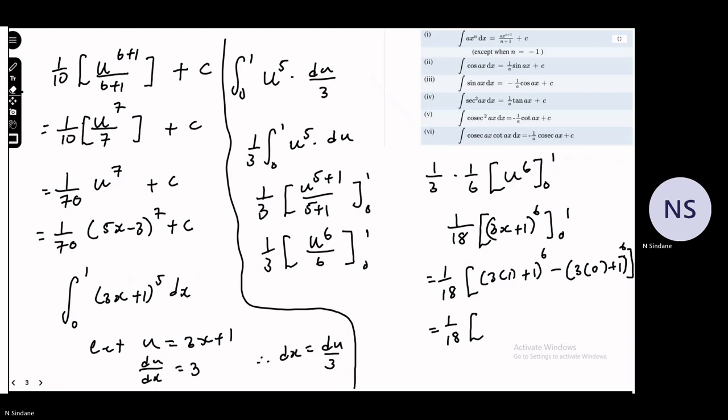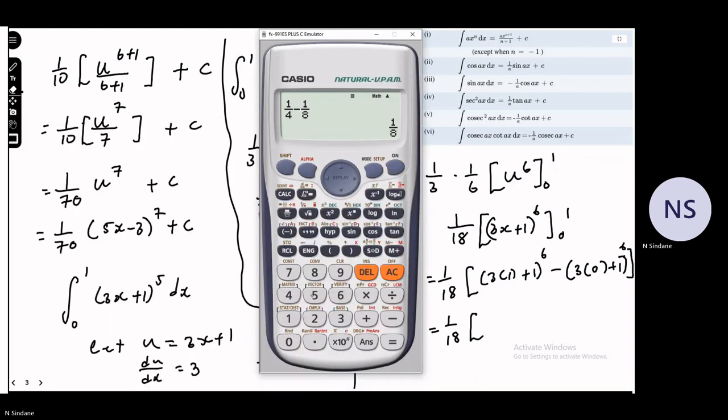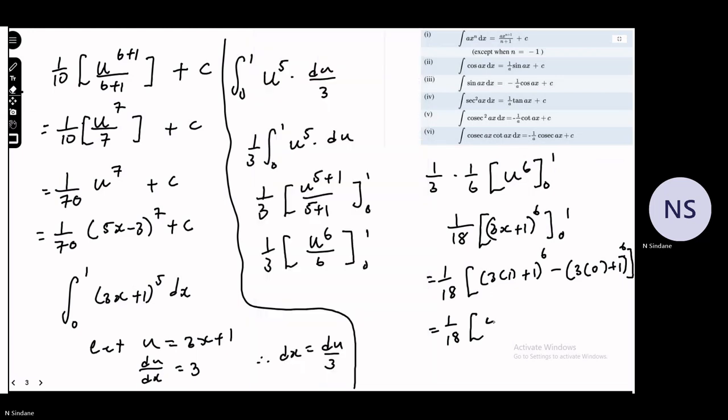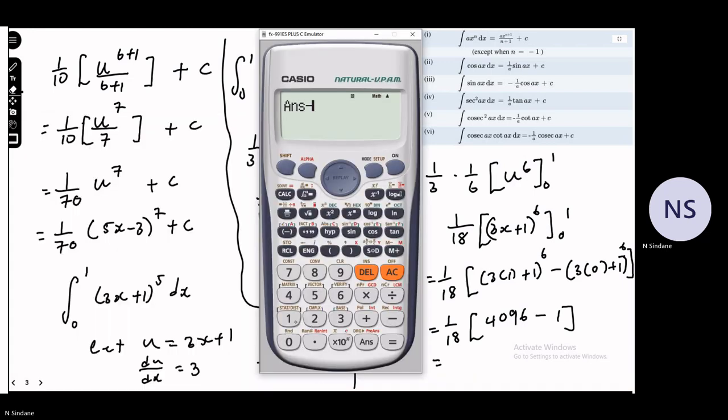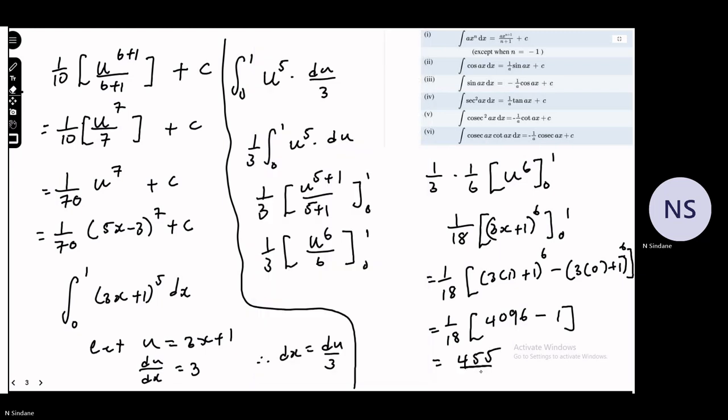And then this is 1 over 18 times, this is like 4 to the power 6. What do we get? Let's get our calculator. 4 to the power 6 is 4096 minus, this is 1 to the power 6, which is 1. And then we have our solution. This is 4095 divided by 18. This is 455 over 2. That is our definite solution when we integrate 3x plus 1 to the power 5 from 0 to 1 with respect to x.